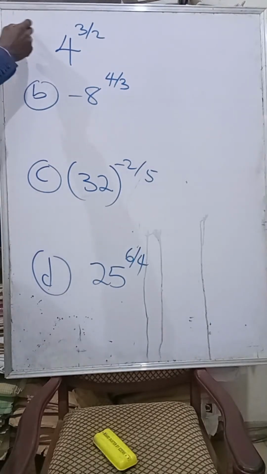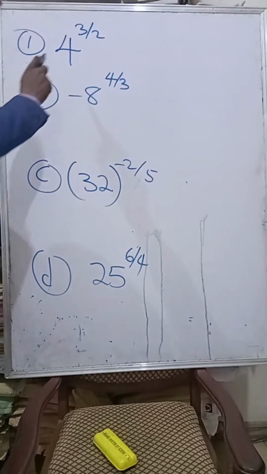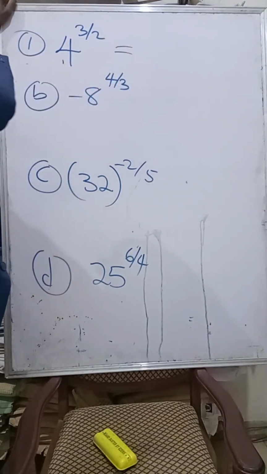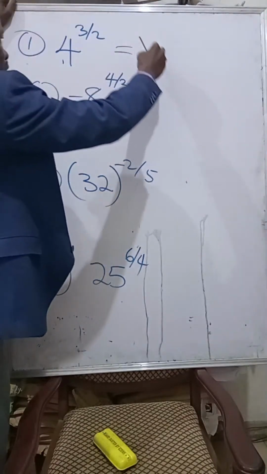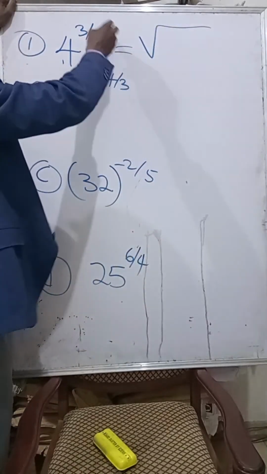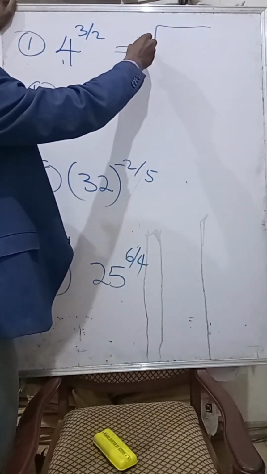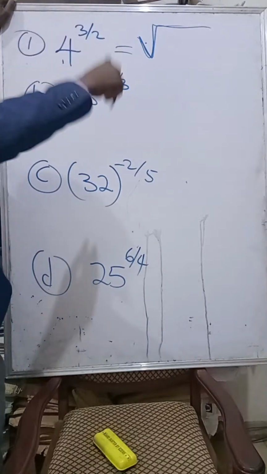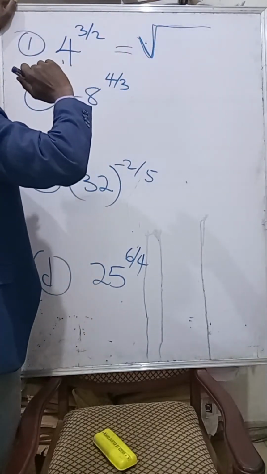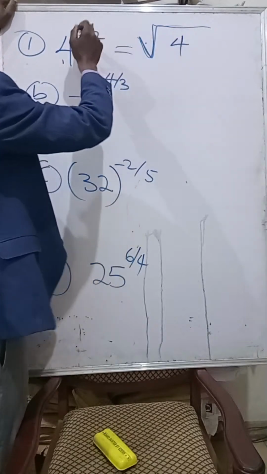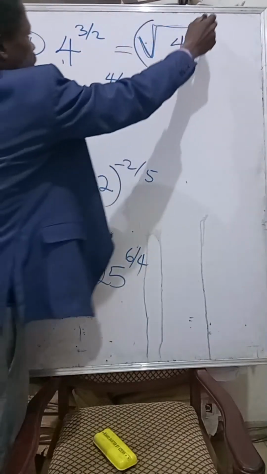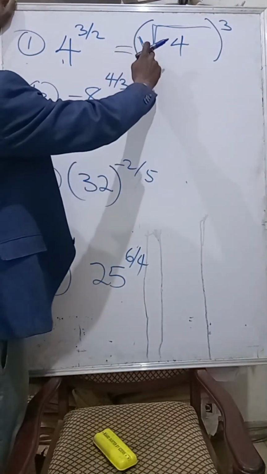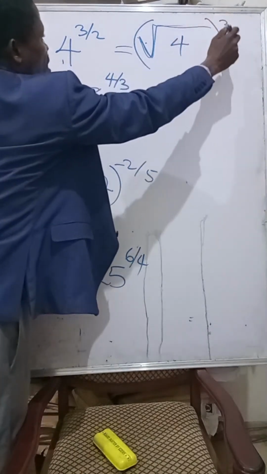So for the first one, we have 4 exponent 3 over 2, which will be equal to the square root. If the root index is 2, there's no need to write 2 inside, because the square root is the 1 over 2 power. So that will be the square root of 4, and then you put your 3 here. The square root of 4 is 2, to the power 3, making 8.